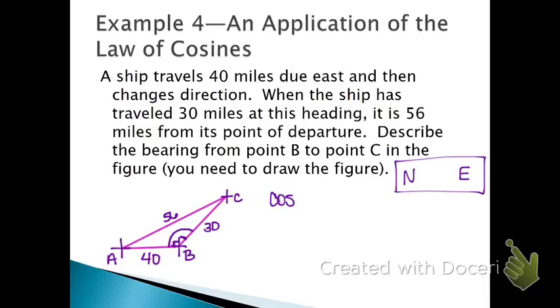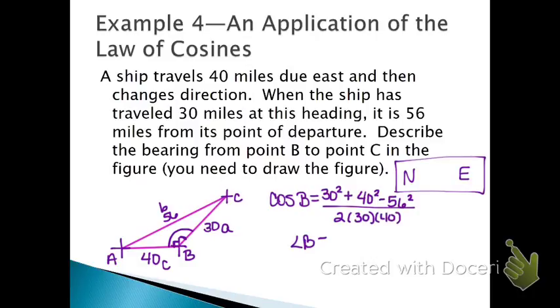So all I have is sides, correct? Yeah. So I'm going to have to use my law of cosines. Cosine of B equals a squared plus c squared minus b squared, divided by 2ac. Go ahead and label your sides to make it easier. So it's a squared plus c squared minus b squared, over 2 times a times c.